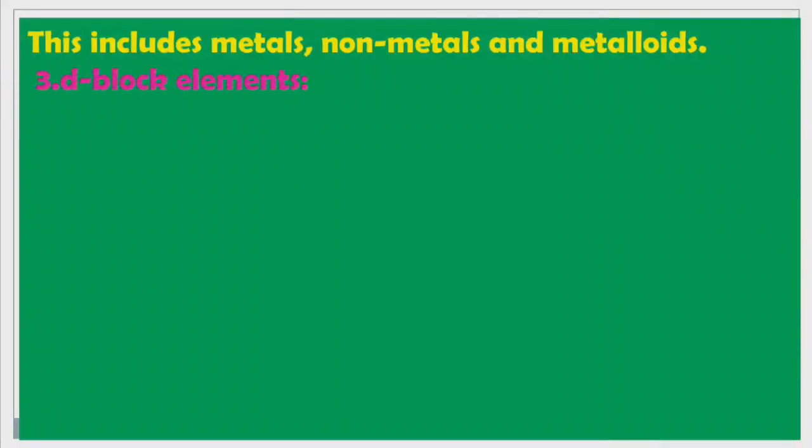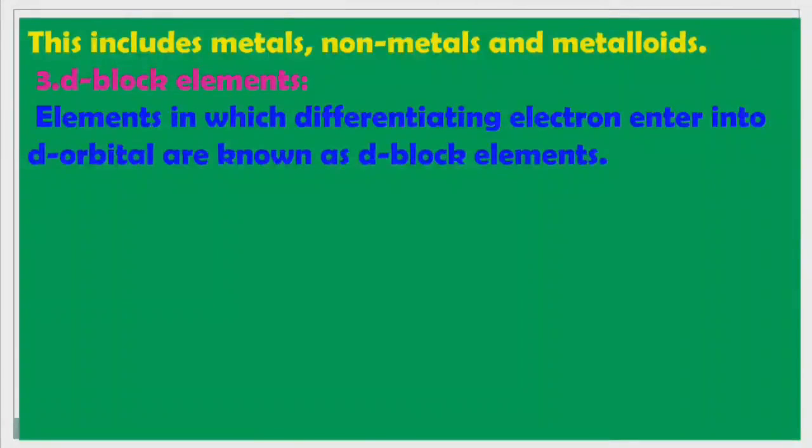Now we will discuss d block elements. Elements in which the differentiating electron enters into the d orbital are known as d block elements. The third group to the 12th group elements are called d block elements. The third group is the third B and the 12th group is the second B.